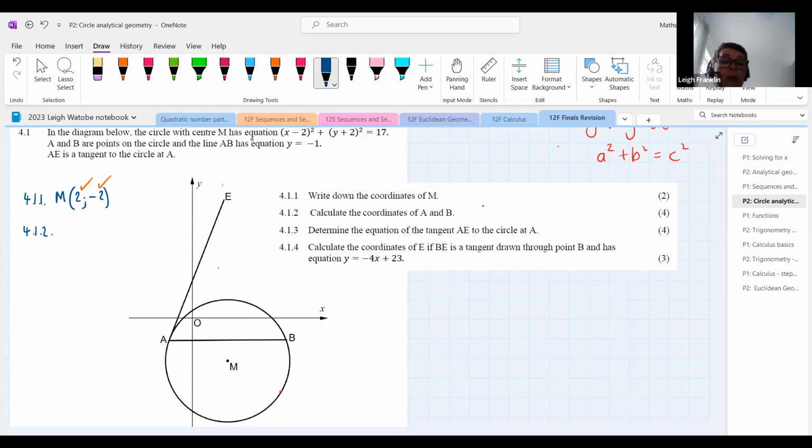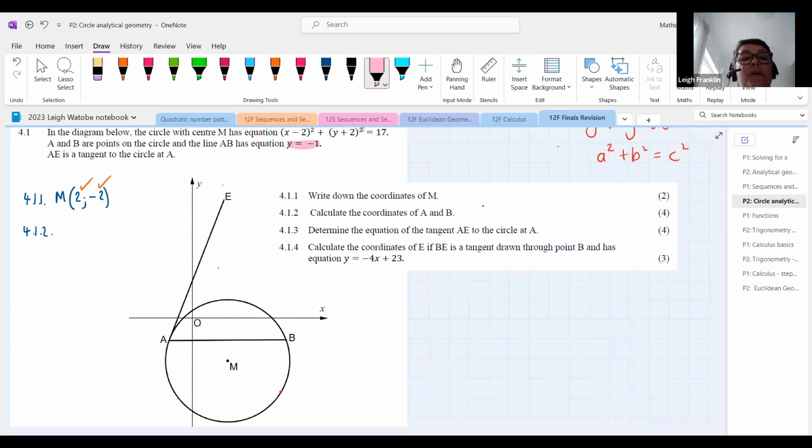4.1.2 over here. The next thing that they want us to do is calculate the coordinates of A and B. So again, I'm not going to tell you how to answer this question. I'd like to hear from you guys with the information that's on the screen. What do you think you do? There we go. And Nhlanhla, you're quick off the mark. I know Nhlanhla saw that very quickly.